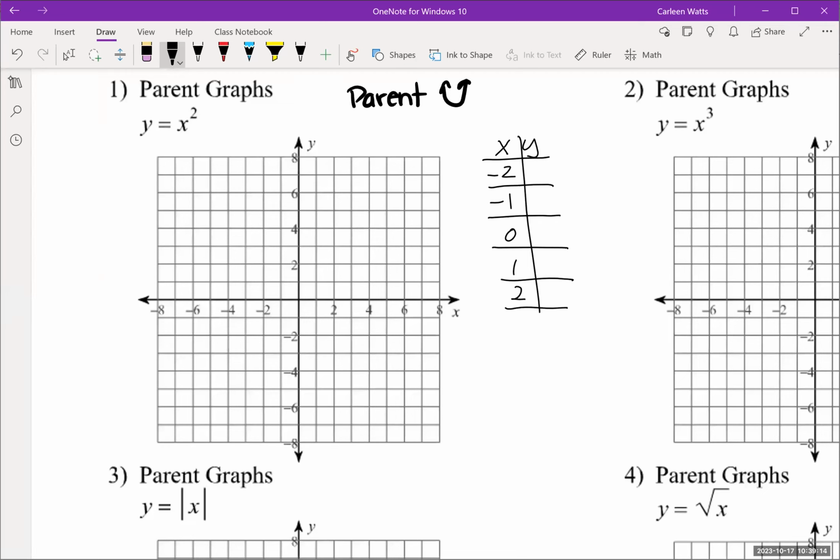Okay, now super important. When you plug in -2, that means -2 times itself, right? That means -2 times itself when you plug it into the calculator. Now, can you guys see that -2 times itself, -2 times -2, is +4.